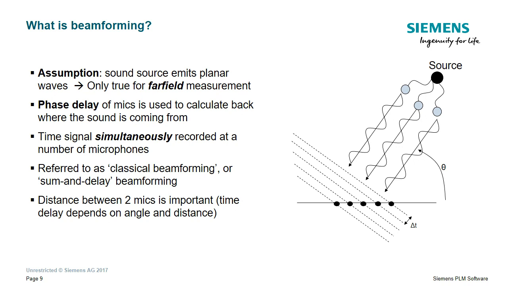These planar waves will then hit a microphone array, and like you can see in this picture, the first microphone on the right will receive this sound earlier than its neighboring microphones on the left. And based on the time delay between these two microphones and between each microphone, we can actually back calculate where sound is coming from. We take into account the phase delay of all the time signals, and then we sum everything up and we can have an estimate on where the sound is coming from. And we do that for sources at all different positions, at all different angles around our microphone array.